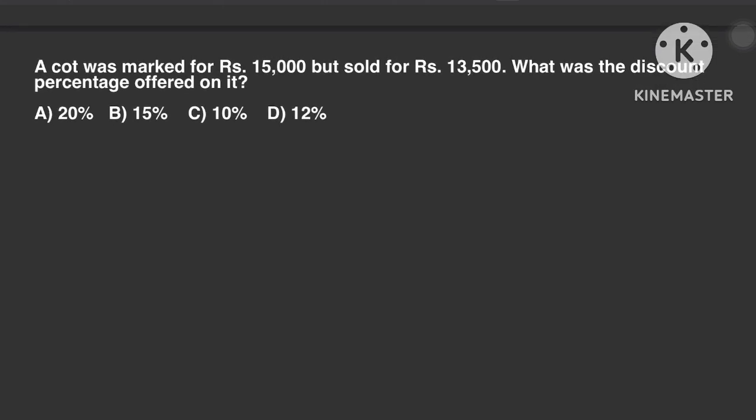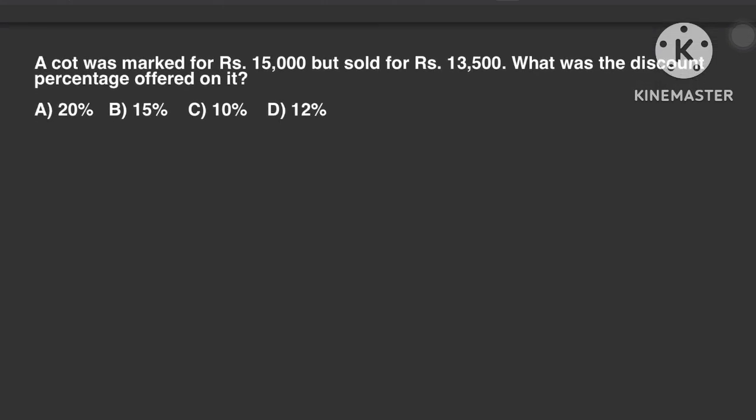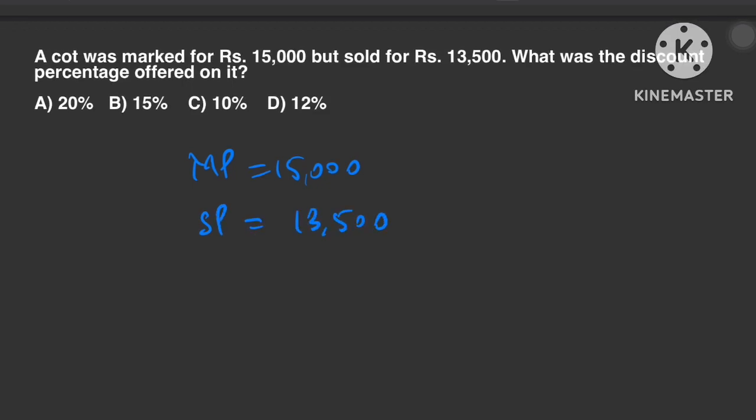Next we have a cot was marked for rupees 15,000 but sold for rupees 13,500. What was the discount percentage offered on it? Okay, mark price is given 15,000, sold, that is selling price, is 13,500. So now we can get the value of discount. So discount will be mark price minus selling price. So it is 15,000 minus 13,500. So it will be 1,500.